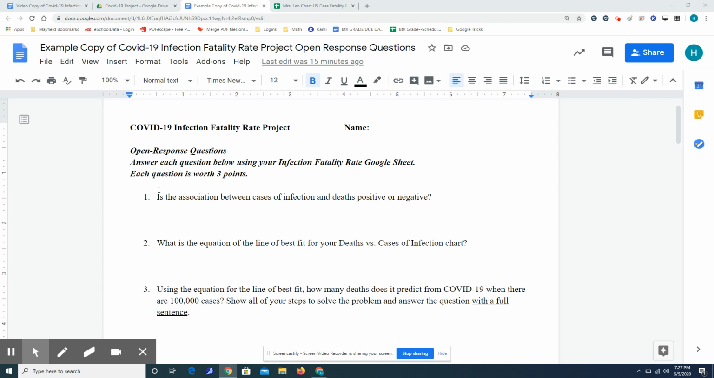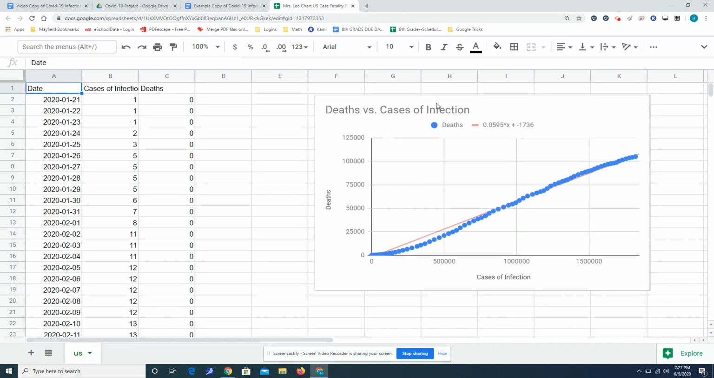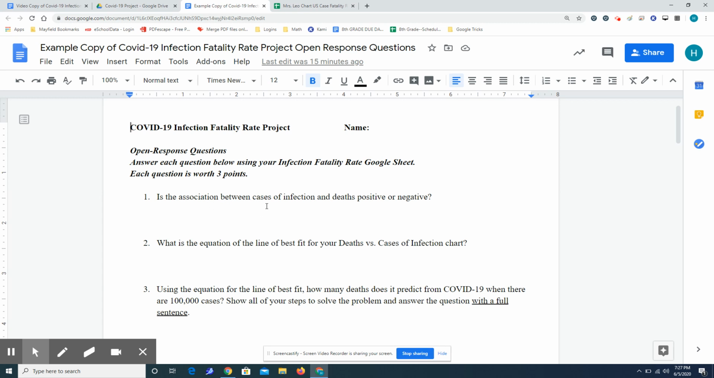So on the first one, is the association between cases of infection and deaths positive or negative? I'm going to go back to my chart and look and see if my line is positive or is it negative? Does it go up or down? I'm not going to give you the answer to that one because that one's very easy.